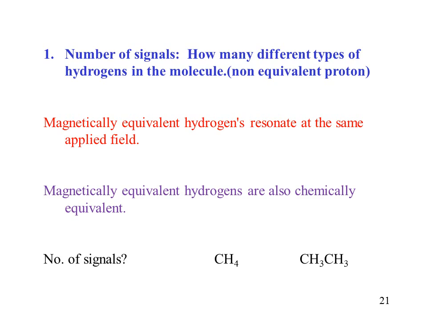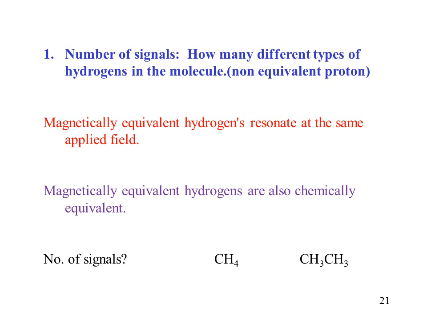Magnetically equivalent hydrogens resonate at the same applied field. Magnetically equivalent hydrogens are also chemically equivalent. What do we mean by equivalent hydrogens? This means these hydrogens have the same properties.